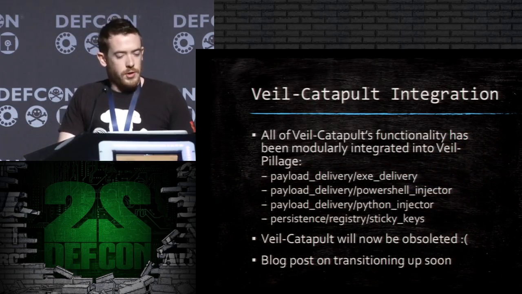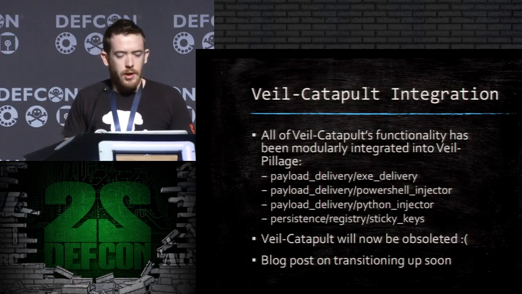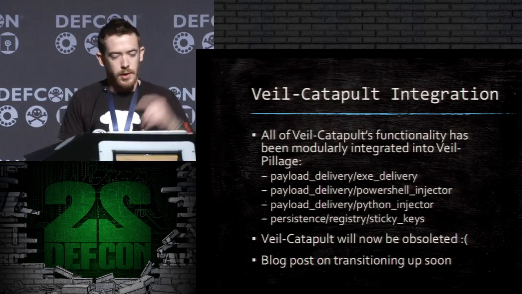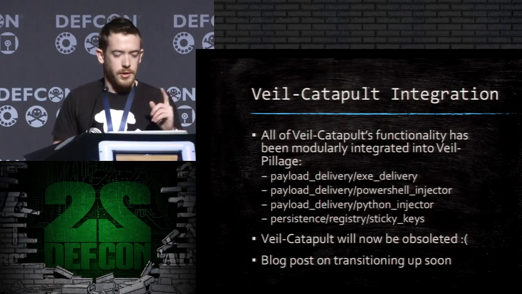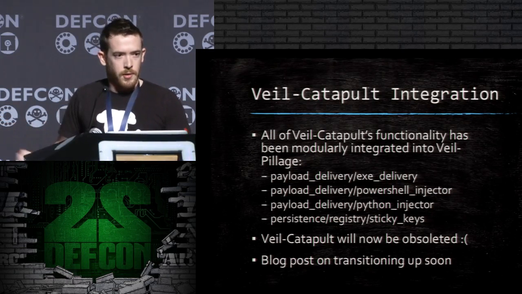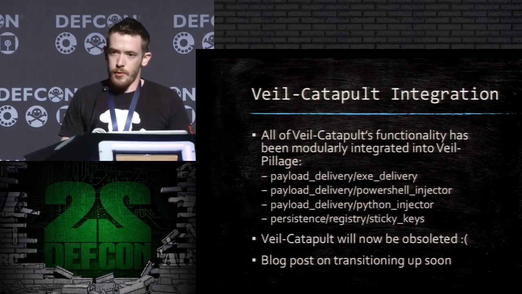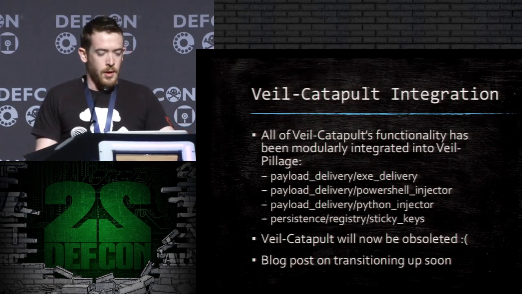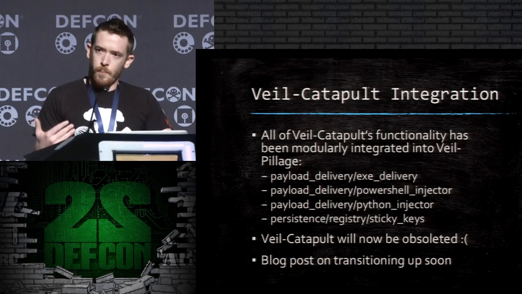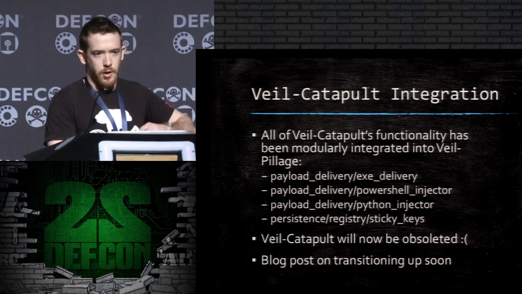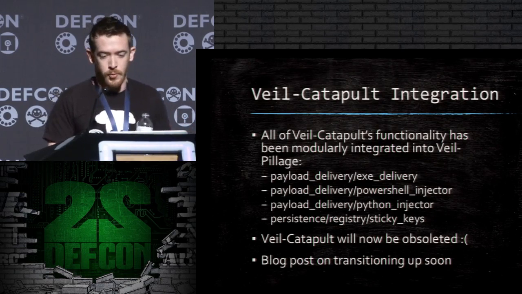So all of Catapult's functionality has been modularly integrated into Veil Pillage. These are the modules that encompass all that previous functionality: exe delivery, PowerShell injection, the Python injector I'll talk about in a few slides, a nifty little thing, and everyone's favorite sticky keys backdoor. So Catapult will now be obsoleted. We're going to leave it in the tree, but recommend everyone use Pillage because it's a lot more flexible. We'll have a blog post up soon on transitioning and the difference between the two tools.